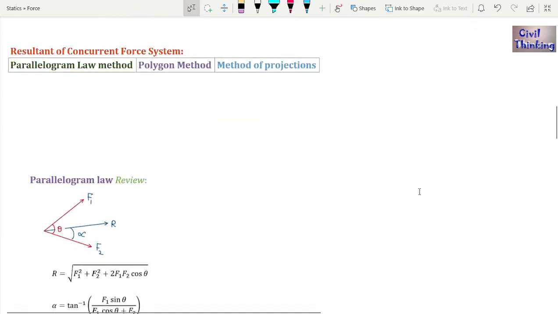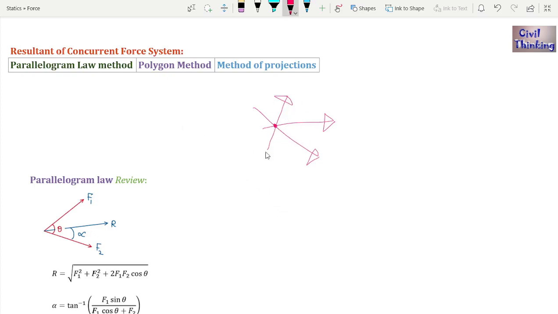Now let us see the resultant of a concurrent force system. What is a concurrent force system? A concurrent force system is one where the lines of action of all the forces meet at a single point, or intersect at a single point. For example, if you have a force like this, then a force like this, and a force like this, all of the forces intersect at this point, so it is known as a concurrent force system, okay? Now we have to find the resultant of this force system.